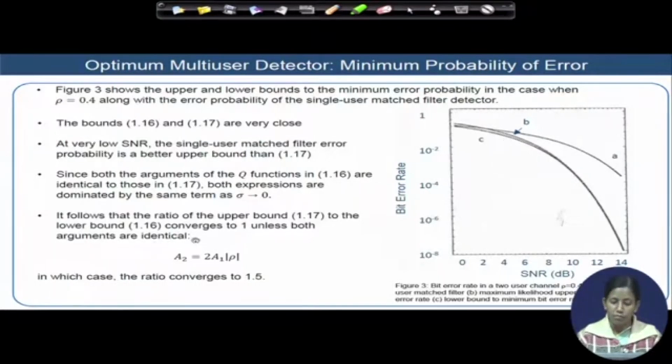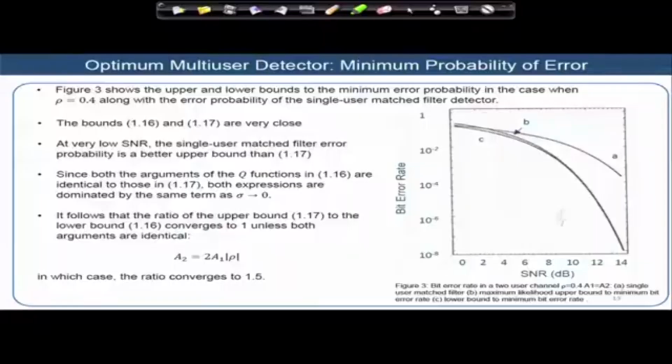It follows from the fact that the ratio of the upper bound to the lower bound will converge to 1 unless both the arguments are identical, and if A2 and A1 are related by this expression, then the ratio will converge to approximately 1.5. So, this is what we learn about the 2 user case.